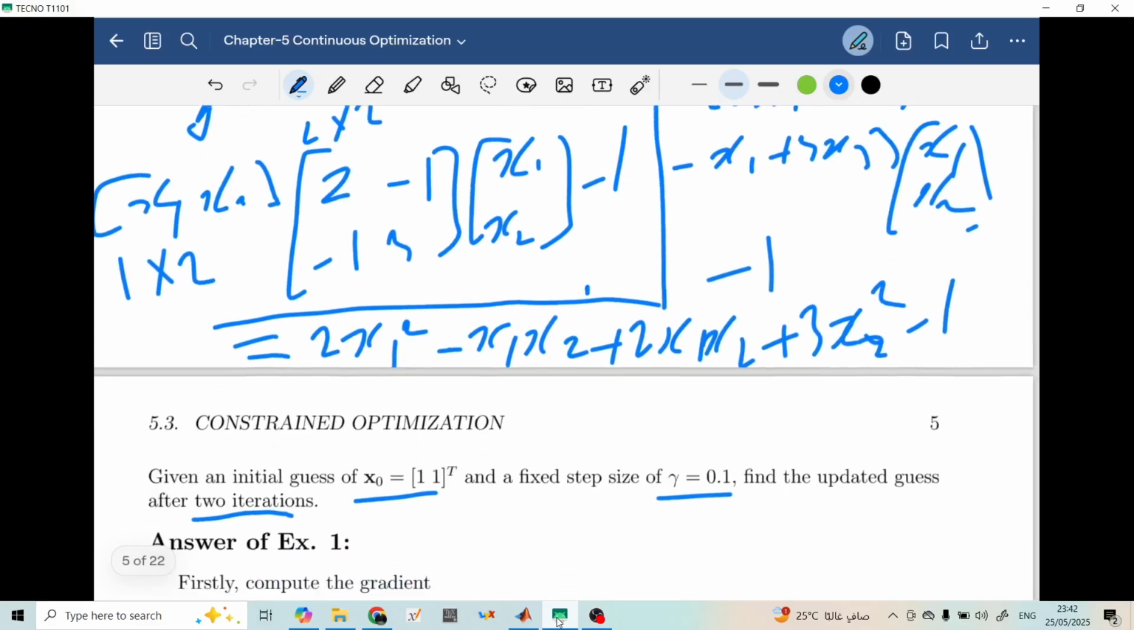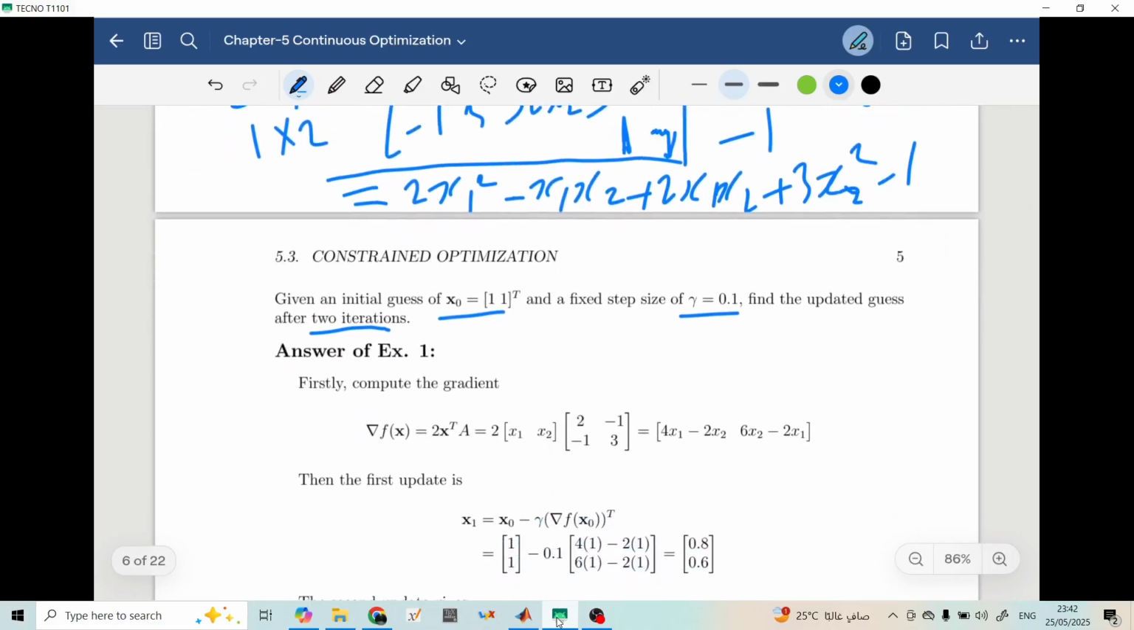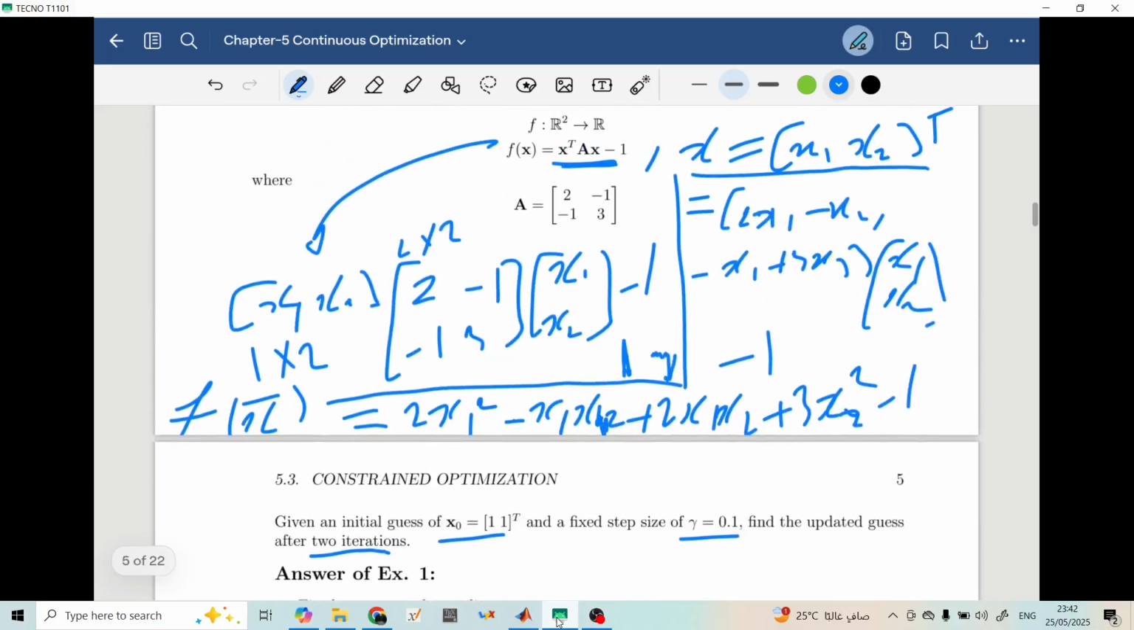Okay, now we need to find the derivative. There are two ways we can derive this one. Still, this is the same function. See, this form is the conventional form, and this is the matrix form. This is a more compact way to represent the same function.